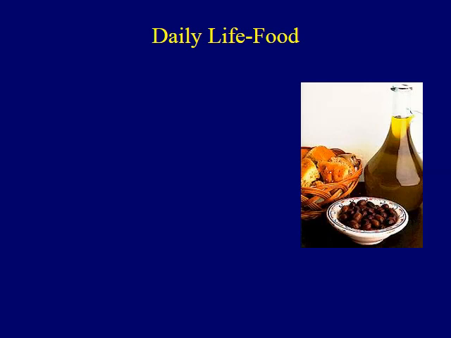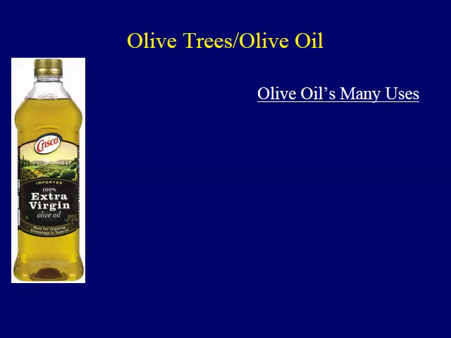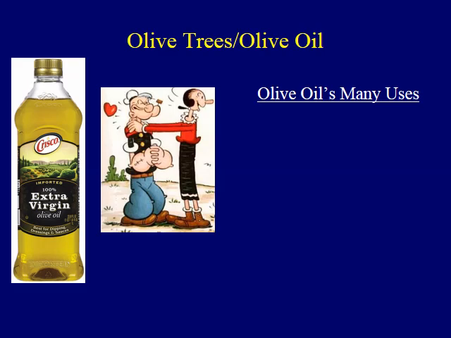Several foods were important for the Greeks. One example would be olives. Olive oil for the Greeks had many, many uses. Now, in this context, the olive oil that we're talking about is not Popeye's girlfriend. In fact, olive oil was used in a variety of ways. First of all, when it was first pressed, they would eat it. Often you would dip bread into olive oil in order to provide moisture.